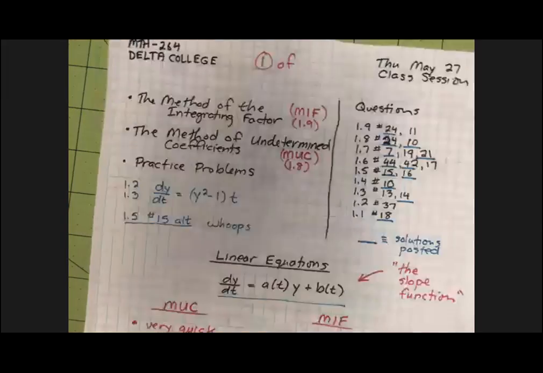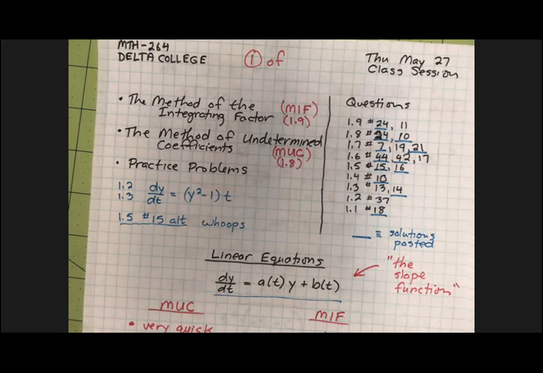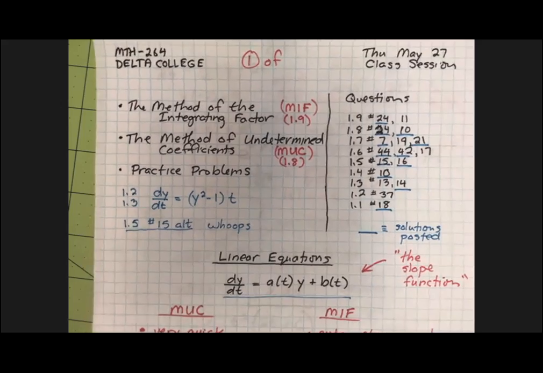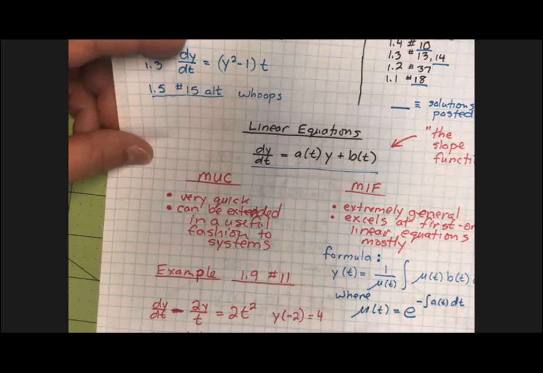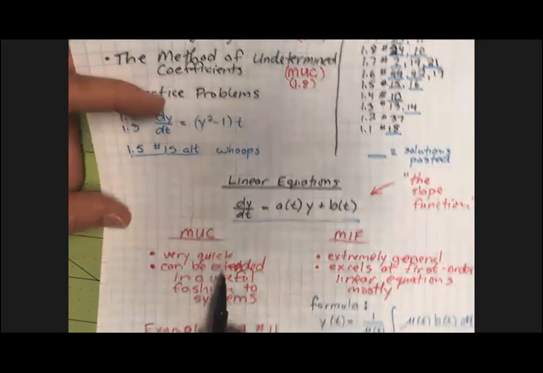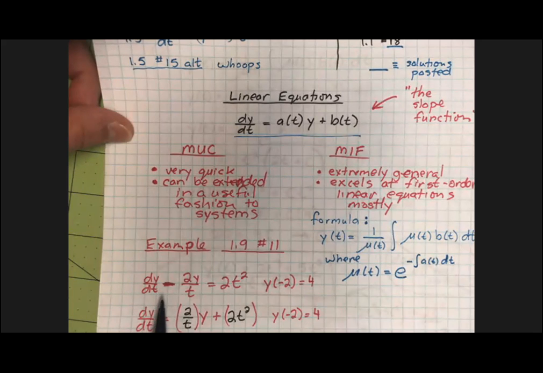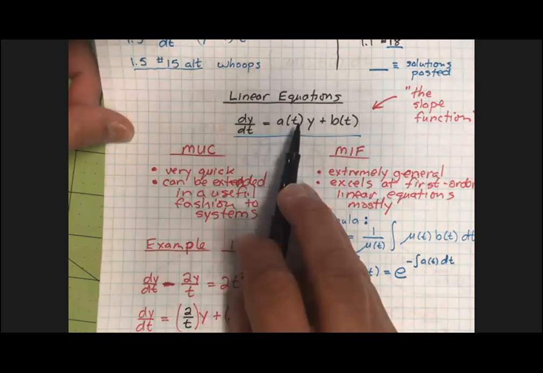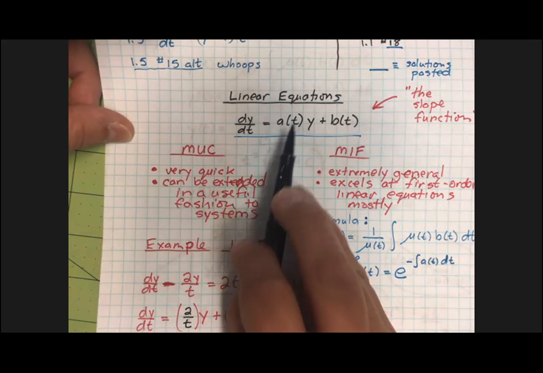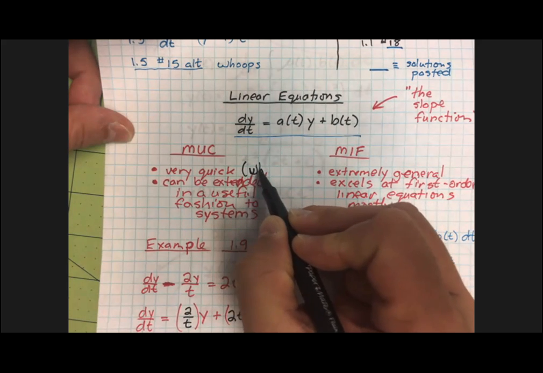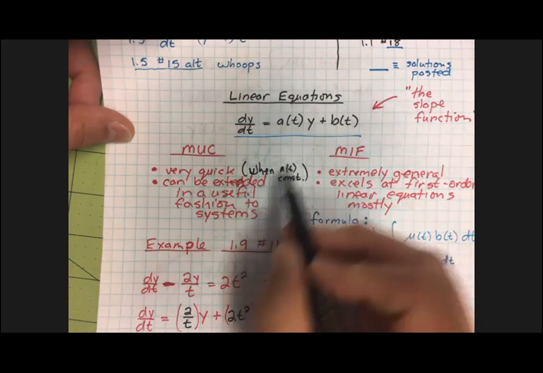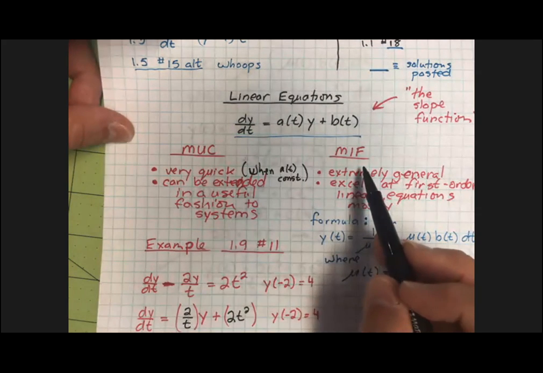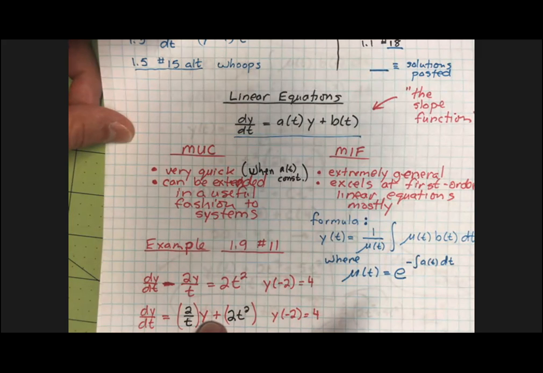Okay, so now we have a new method called the method of the integrating factor. It works every time. And it does problems that the method of undetermined coefficients does not do. In particular, the method of undetermined coefficients wouldn't work well on this because the function in front of the y is not constant. The method of undetermined coefficients is very quick, very powerful when you're dealing with constant coefficients, when the a of t is a constant. Let me write that down. So if that a of t is a constant, I pull out the method of undetermined coefficients. The method of integrating factor works even when the coefficient in front of the y is not a constant.